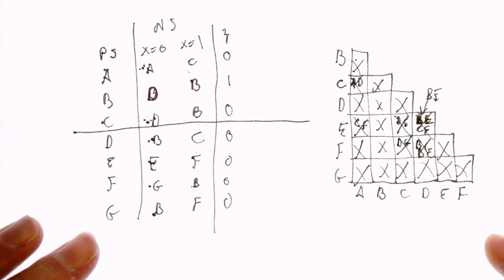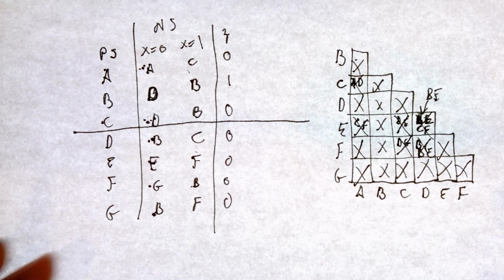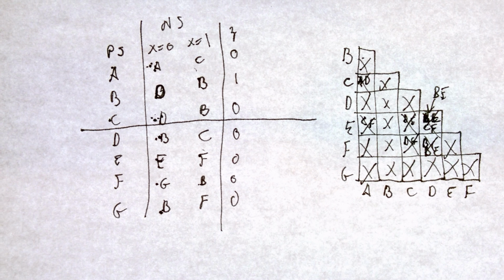So there are no row reductions here. And so this is already in a minimal form.